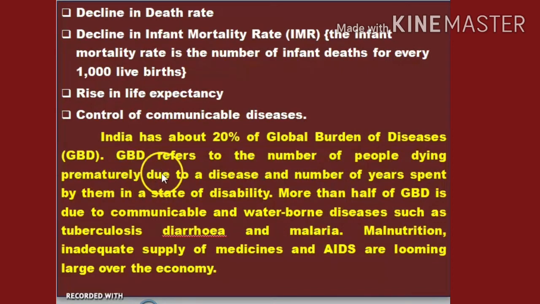So GBD is an important concept that may be asked. So you have to study that. What is GBD? GBD refers to the number of people dying prematurely due to a disease, and number of years spent by them in the state of disability. So how many people are dying with a disease which can't be cured. It stays with them, and at last this disability leads to death. So this is the global burden of diseases. India is having 20% of the global burden of diseases.